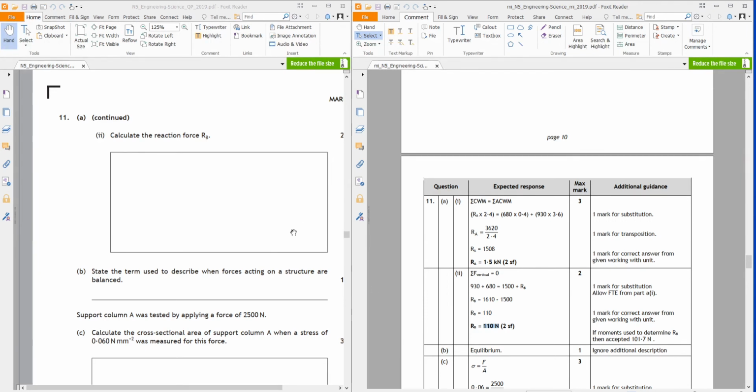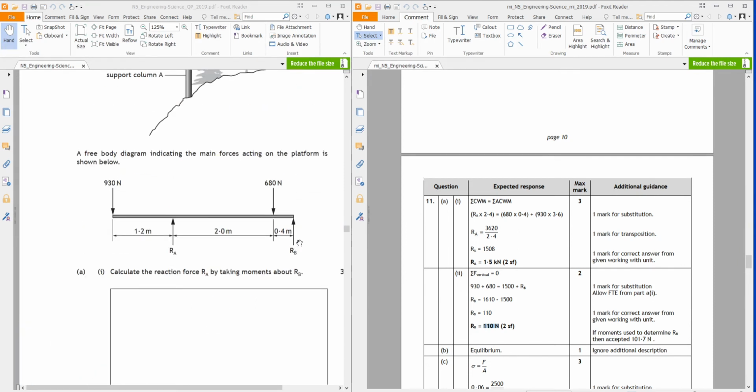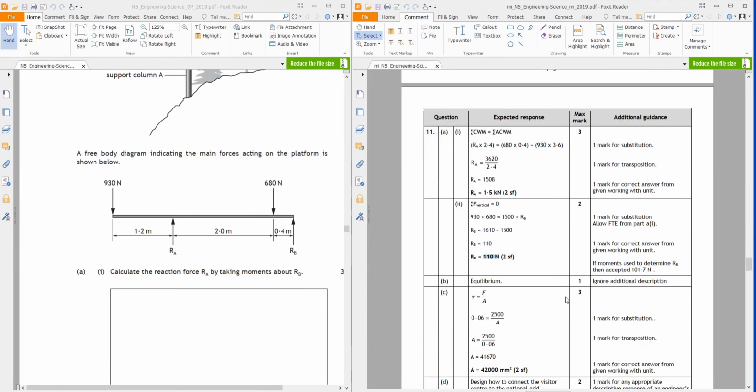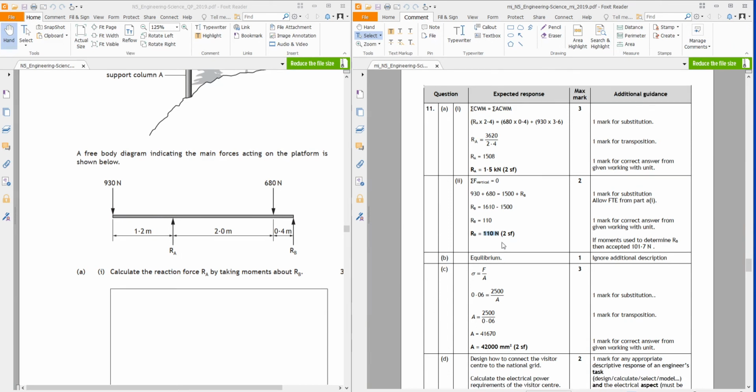If you take moments about, what are we finding? That found RA. If you take moments about RA, you'll get RB. Right? If you do it that way, you get 101. Also, or 101.6, or 101.7 perhaps. If you use the 1508 and you didn't do the rounding here, again you'll get a better answer than doing it the other way. Okay, the SQ8 are wrong here. They've got the answer wrong.